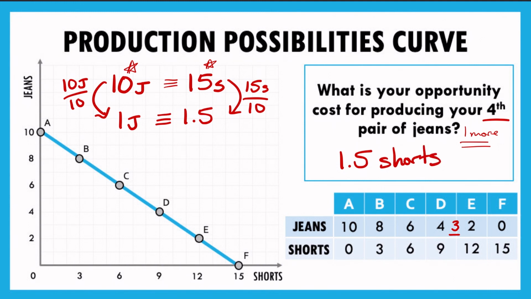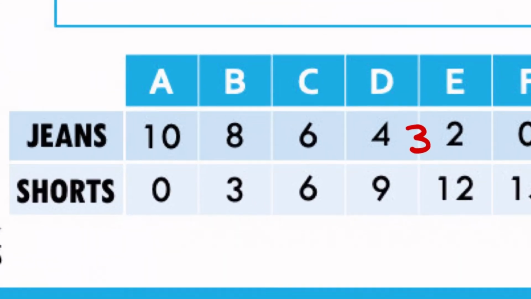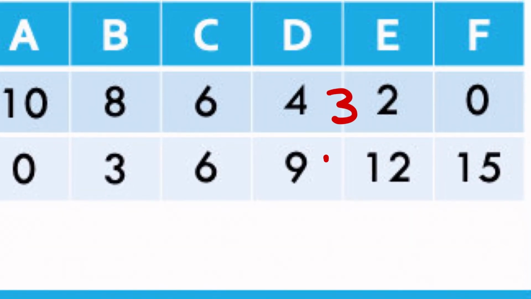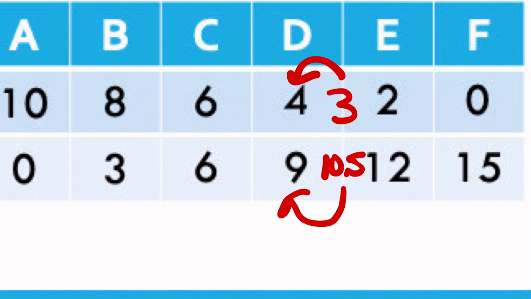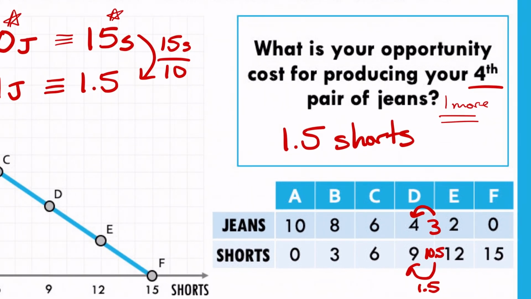Again, another way you could do that too, and you kind of saw this here, is we can add some number in between, right? Like what's halfway between 2 and 4? Well, we know it's 3. What's halfway between 9 and 12? Well, we know halfway between 9 and 12 is 10.5, right? So if we're to say we're going from 3 up to 4, that's like saying by adding that pair of jeans, we're going from 10.5 pairs of shorts down to 9 pairs of shorts. We're giving up 1.5 pairs of shorts. That's the same answer as we got up there.